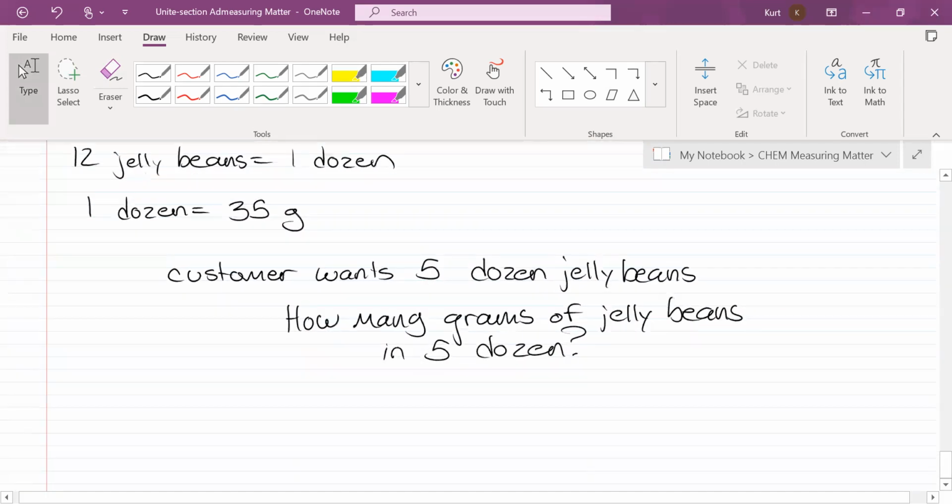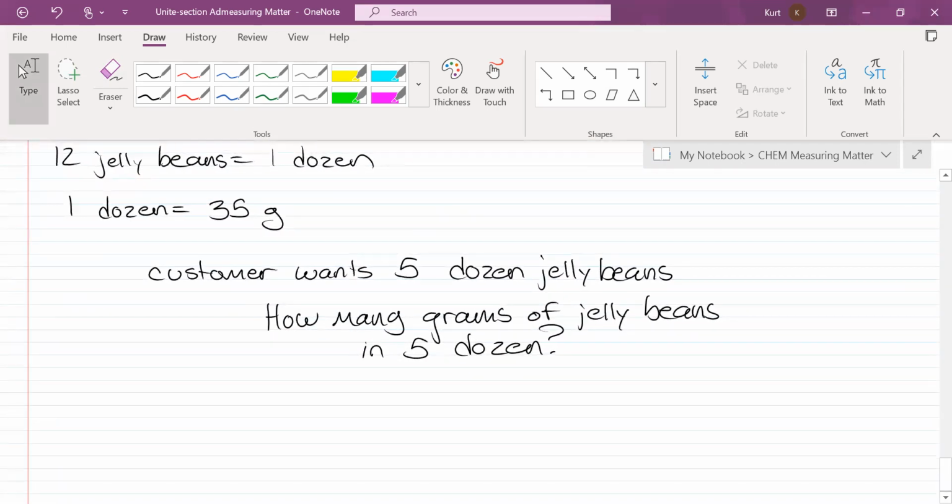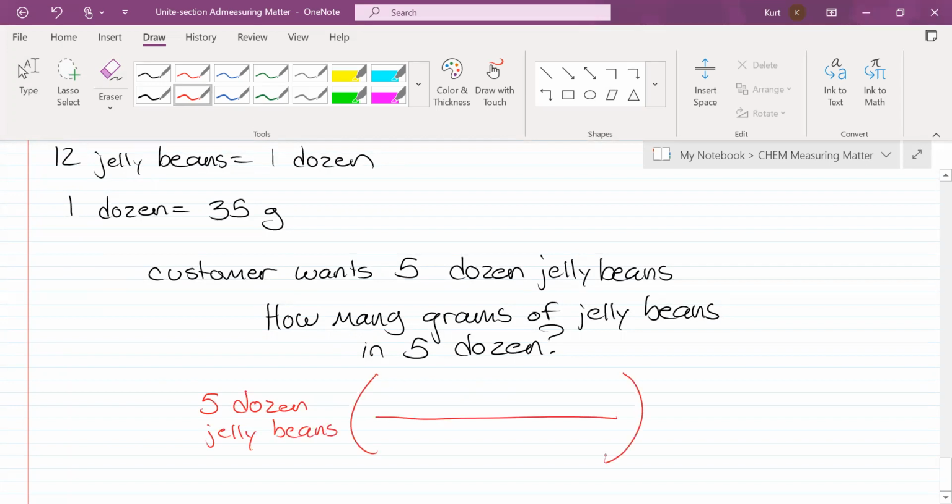Okay, so let's see how well you guys are doing this dimensional analysis, which is a fancy way of saying converting. What is your known value in this problem? Not your conversion, your known value. David? 5 dozen is correct. Okay, what conversion do we want to use? 12 jelly beans equals 1 dozen, or 1 dozen equals 35 grams, Arshawn? We want to do 1 dozen equals 35 grams.